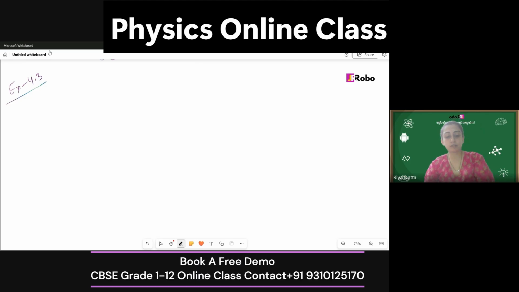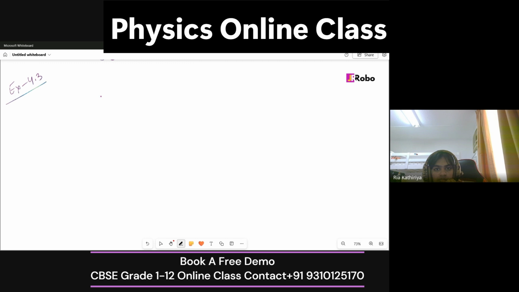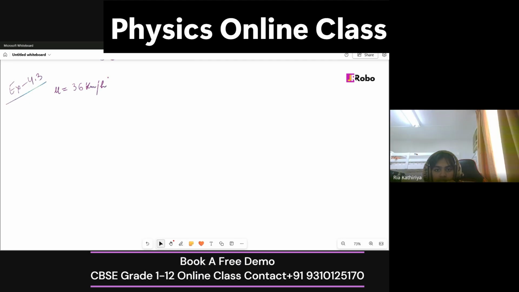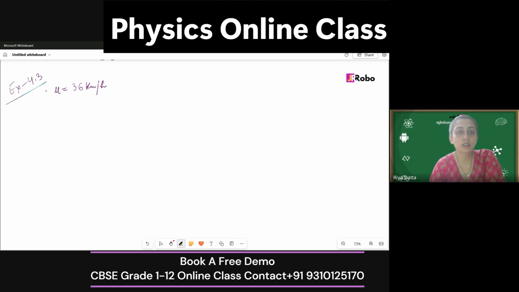So in this question, they have given us that a bus is moving on a long straight highway with a velocity of 36 km per hour. A bus is already moving with a certain velocity that is given to be 36 km per hour. Is it the initial velocity or the final velocity? This is the initial velocity, because we are talking about the starting point: what was the condition of the bus initially? Initially, it's moving with this velocity. That means u is given as 36 km per hour.